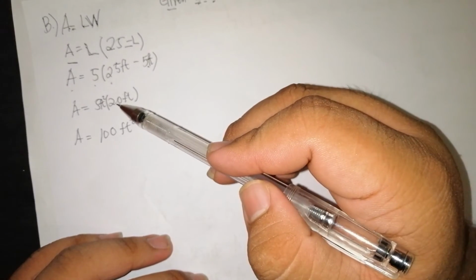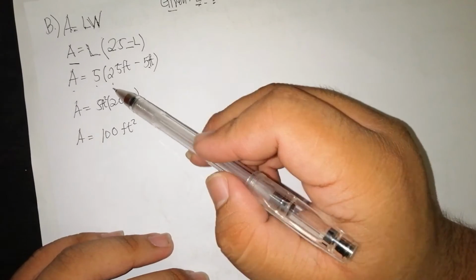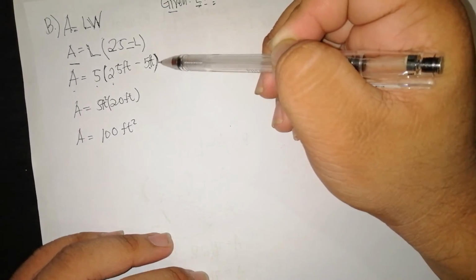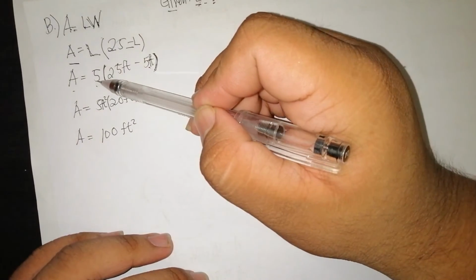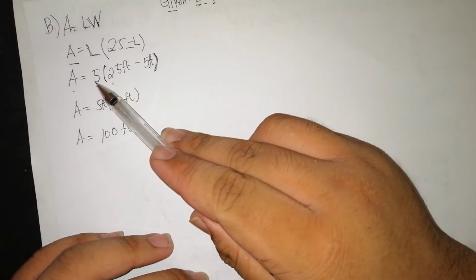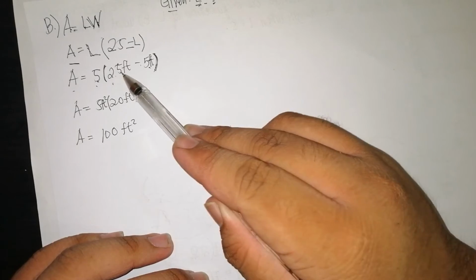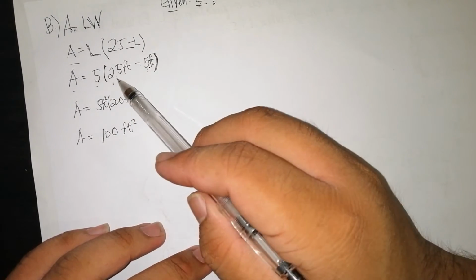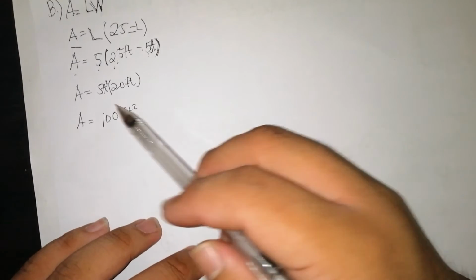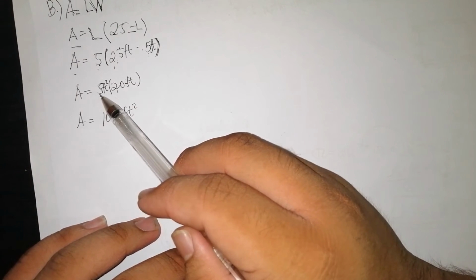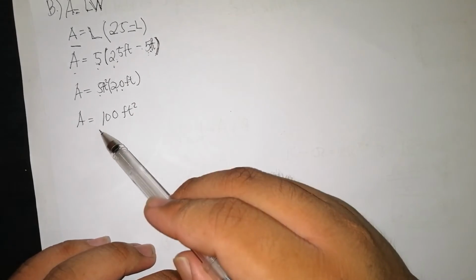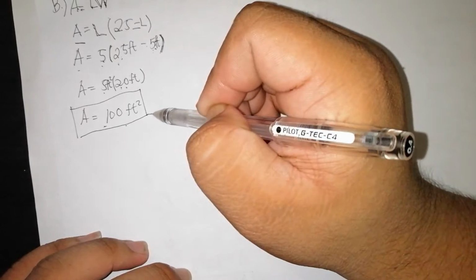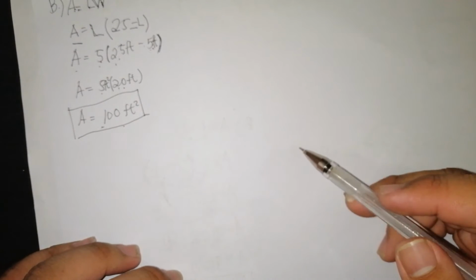Remember, the important thing in this equation is to always add parentheses so that this one will not be affected when these two are solved. So here I subtract 5 from 25, and that gives us 20, and 5 times 20 gives us 100 feet squared. So that is the area of the rectangle in terms of its length.